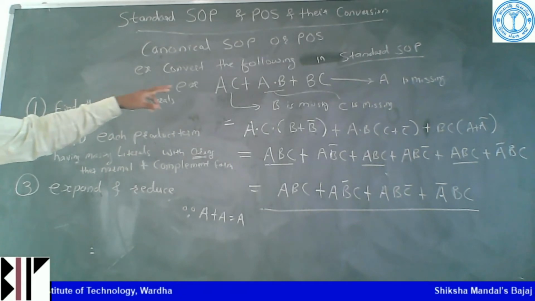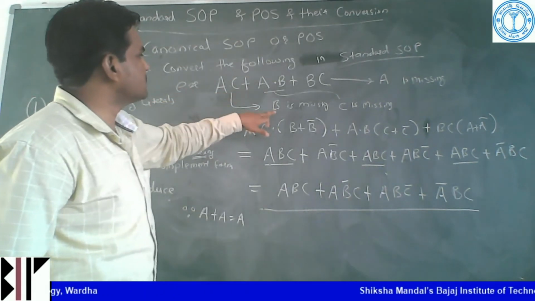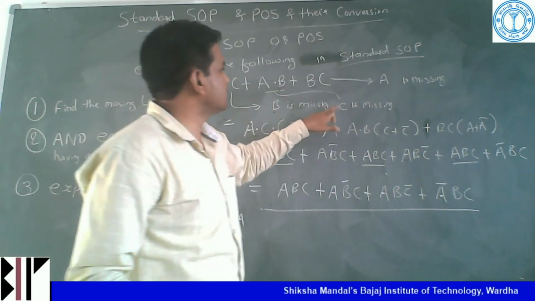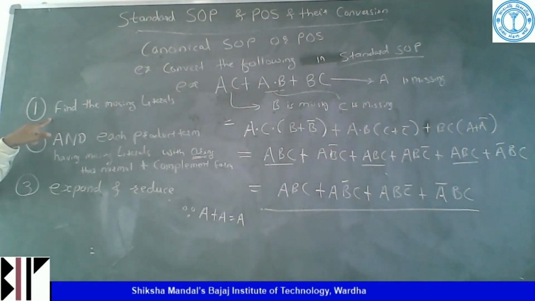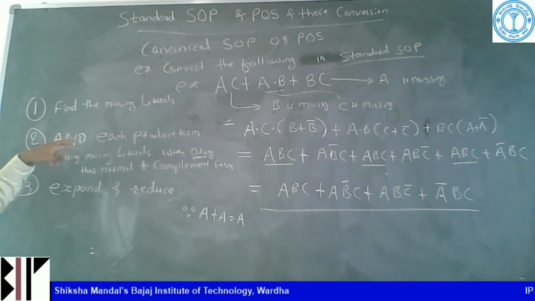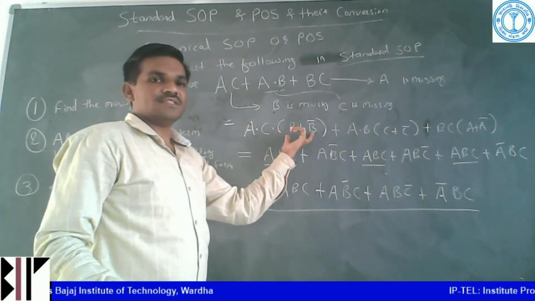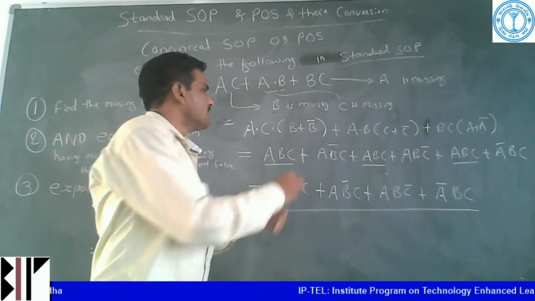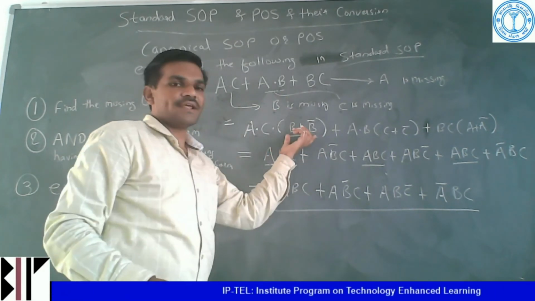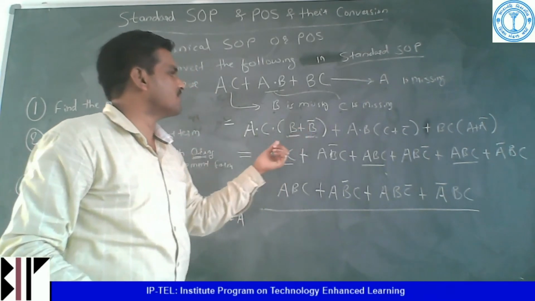So here I have calculated that in AC, B is missing. Here AB terms are there, so C is missing. BC terms are there, so A is missing. So the first step is to find the missing literals. The second step is you have to add those with the OR product. You have to add the missing literals with their ORing of normal and complementary form for each.